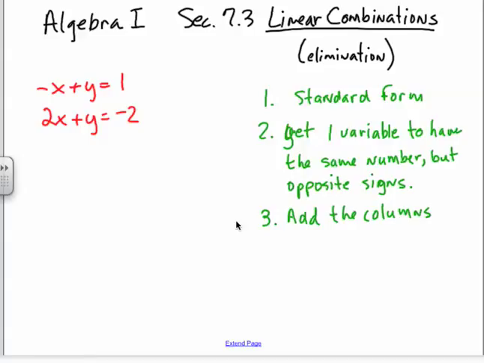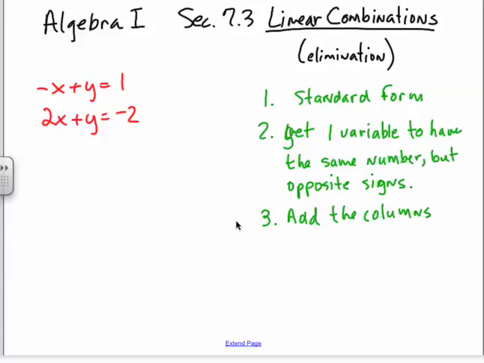Okay guys, today we're going to talk about linear combinations, and this is just another method of solving systems, linear systems that is. Since we have two equations where x is the same in both and y is the same in both, we can combine these equations in such a way that one of the variables goes away, and we can just solve for one variable and then plug that into one of the equations to get the other one. Okay, and I'm going to explain to you how we do that.